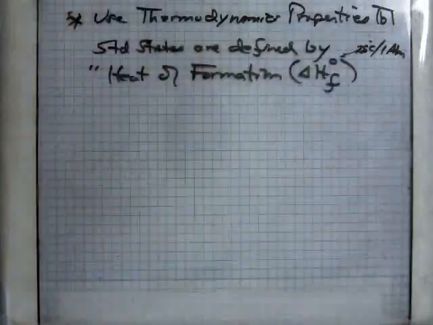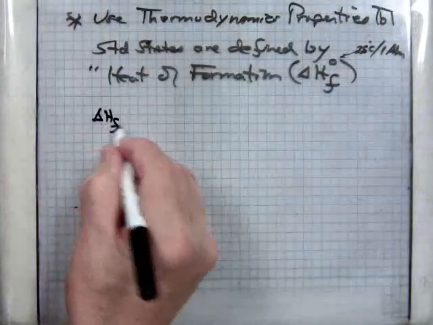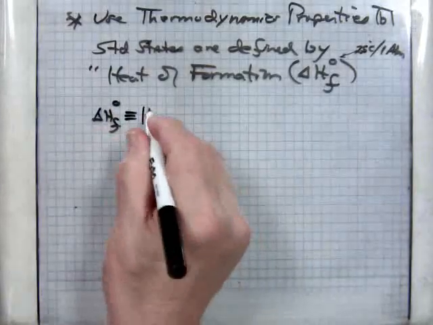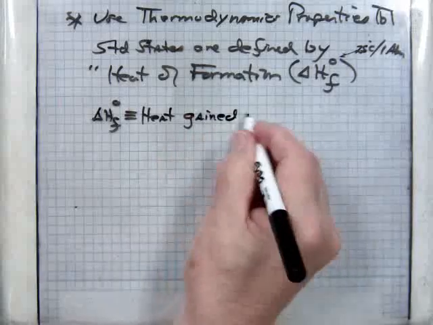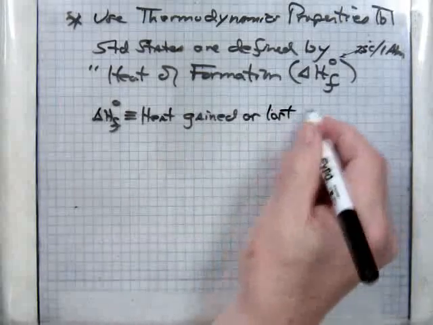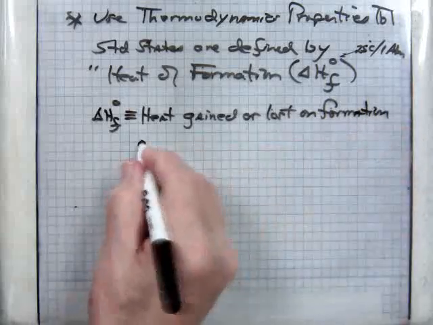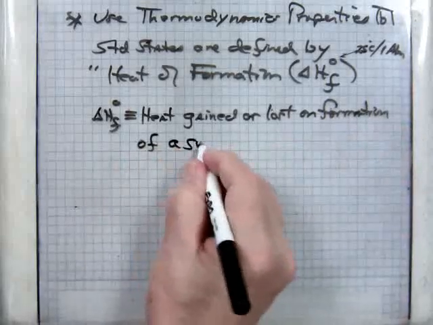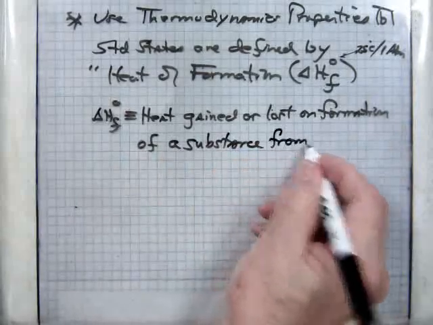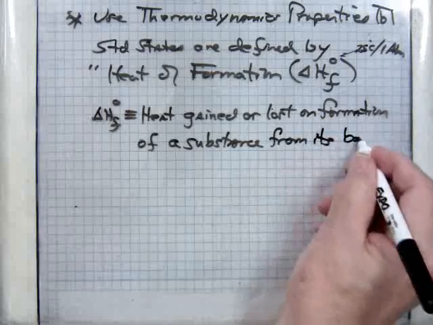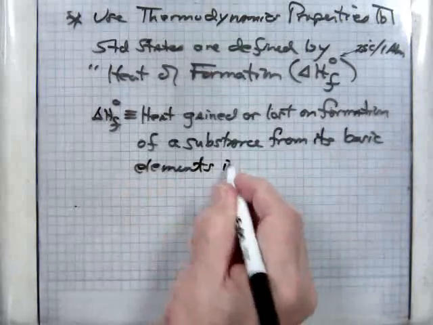And by definition, delta HF is the heat gained or lost on formation of a substance from its basic elements in their standard state.